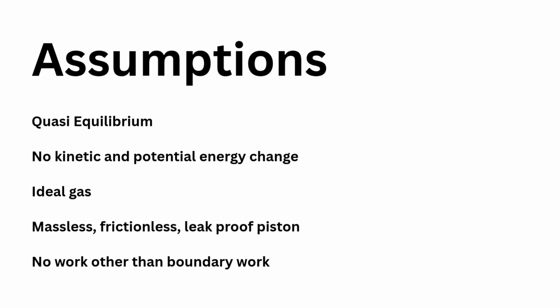Now there are a few key assumptions we have to make before we start this problem. The first one being that this process exists under quasi-equilibrium. Second, that no kinetic or potential energy changed during this process. The third, that we assume that air is an ideal gas. The fourth, assuming that this piston is massless, frictionless, and leak-proof. And the fifth assumption is that no work happens other than boundary work.